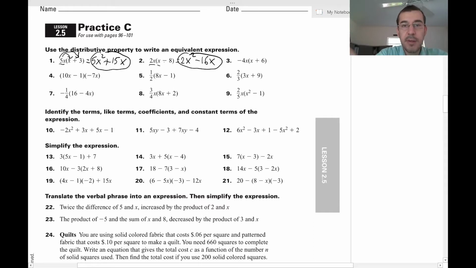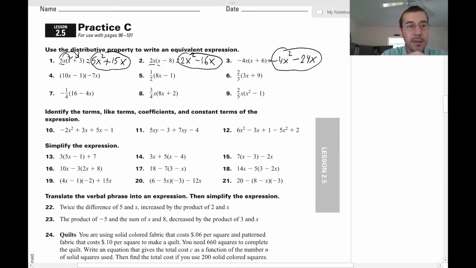Okay. Number 3, we have two numbers with different signs, so the product will be negative. 4 times 1 is 4. x times x is x squared. Then minus 4x times plus 6 is minus. 4 times 6 is 24, and x.